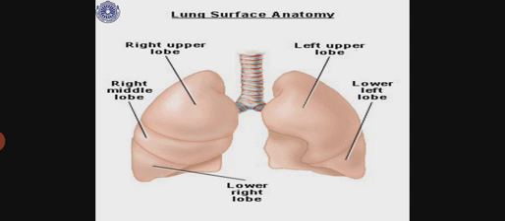The right lung is placed a bit higher when compared to the left lung, and it has the following lobes: the right upper lobe, the right middle lobe, and the right lower lobe. And the left lung has the subdivisions like the left upper lobe and left lower lobe, and the left middle lobe actually. So these are the anatomical features of the human lungs.